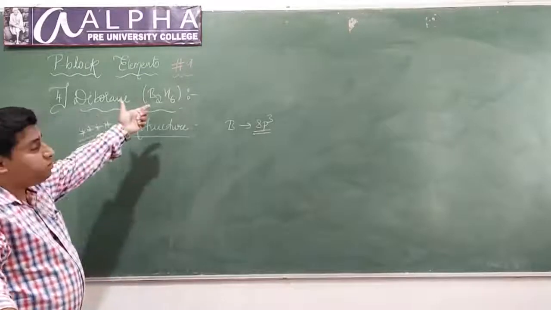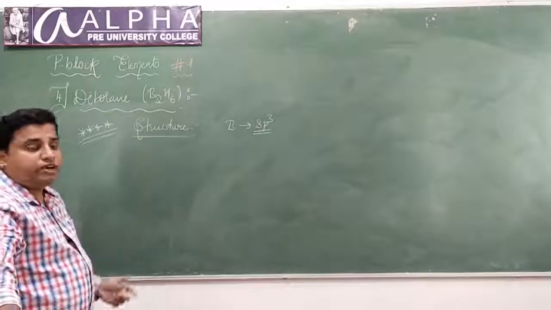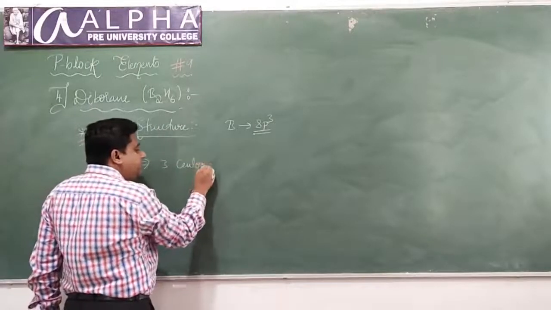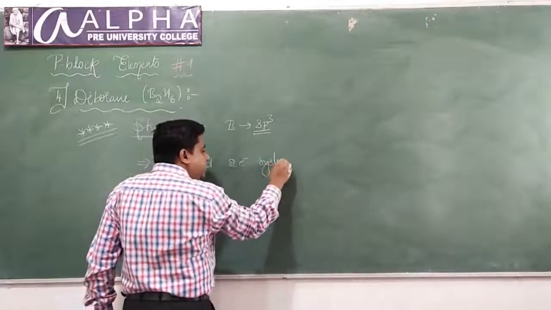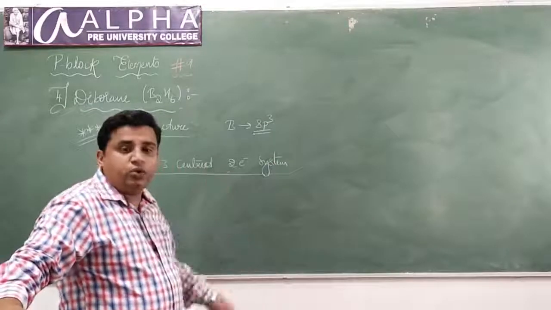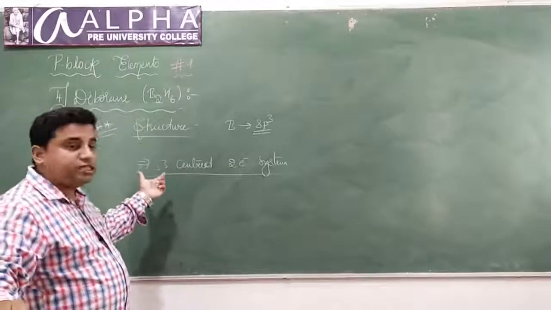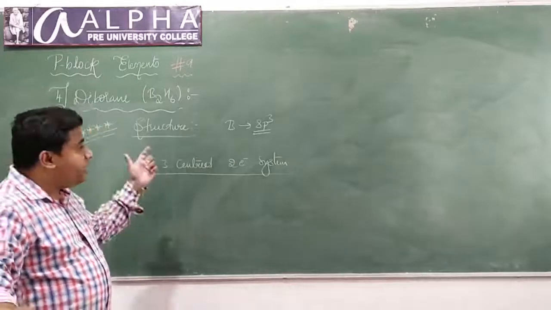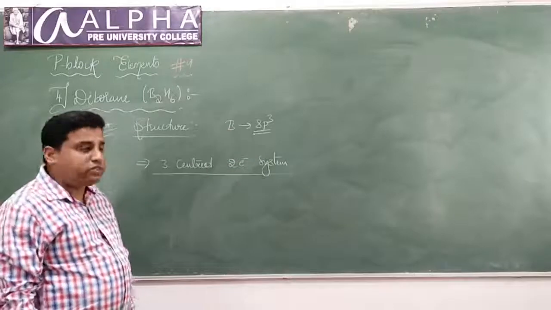See now, it is a very important structure. We call the structure of diborane a 3 centered 2 electron system. This structure is called a 3 centered 2 electron system. What is this structure called? This structure is called a 3 centered 2 electron system. So I told you in diborane each boron atom is sp3 hybridized.